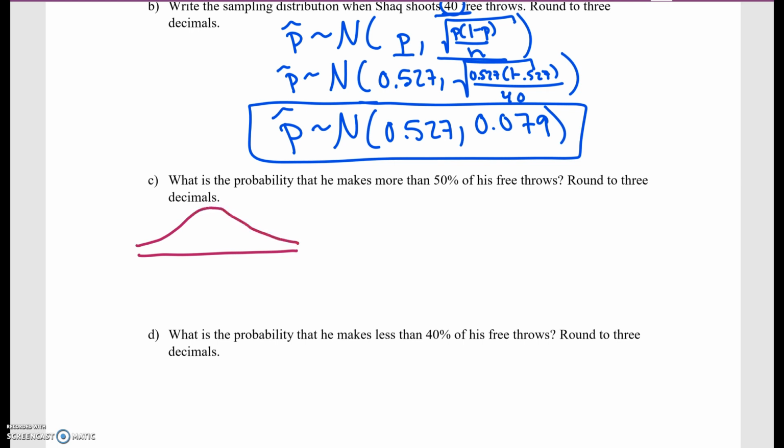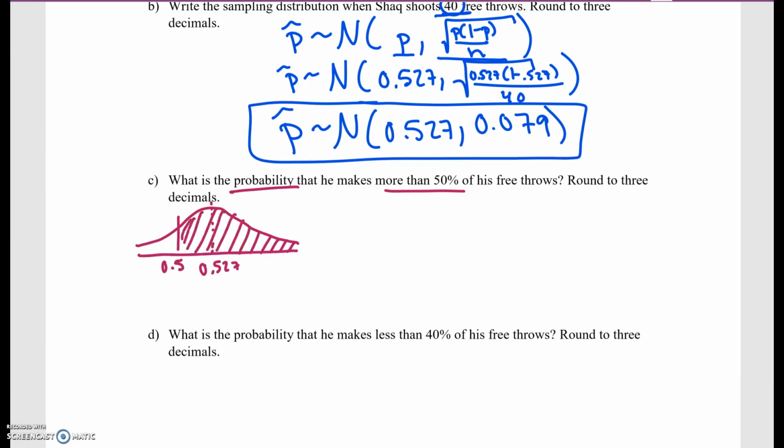Okay, so we know that our mean is going to be 0.527. We want to find the probability that he makes more than 50% of his free throws. So more than 50%, well, 0.5 is around here. It's a little bit less than that. 0.5 is there, that's 50%. And since we're talking about more than that, it's going to be all of this area.